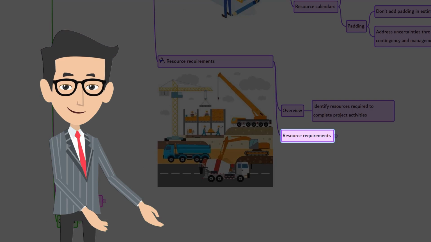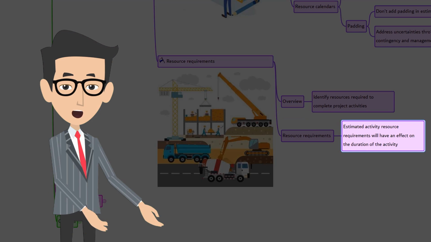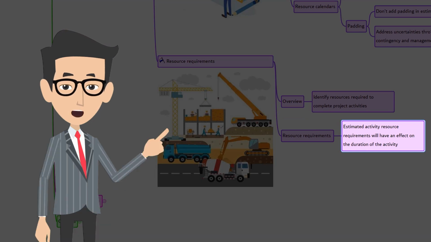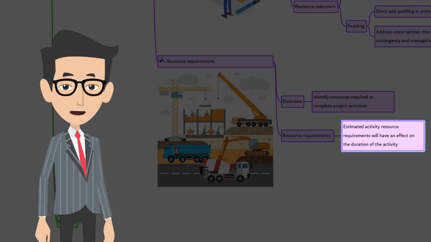Resource requirements in context. The estimated activity resource requirements will have an effect on the duration of the activity because the level to which the resources assigned to the activity meets the requirement will significantly influence the duration of most of the activities. Looks confusing, right? Let's look at an example. Let's say low skilled resources are assigned to an activity. What will happen? There will be reduced efficiency and productivity, right? Why? Because of training, increased communication, and coordination. So, required skill plays a vital role in estimating activity duration.